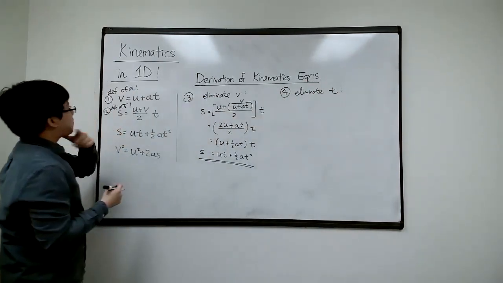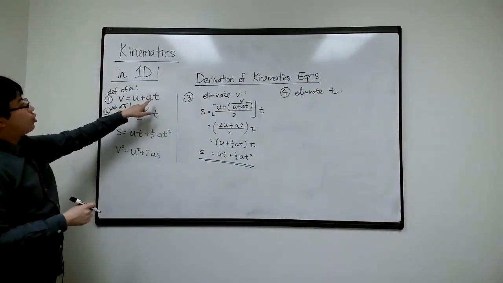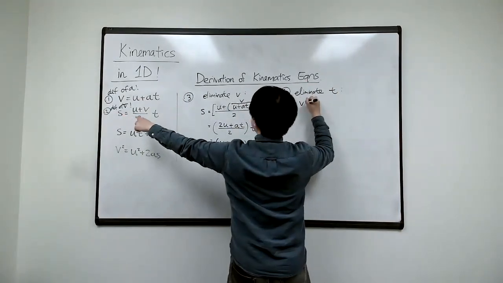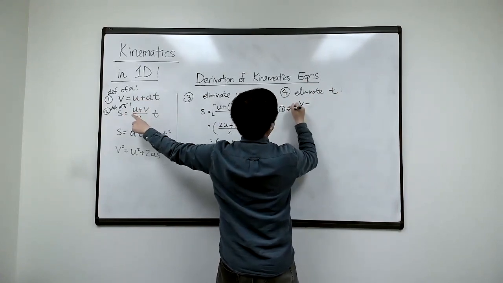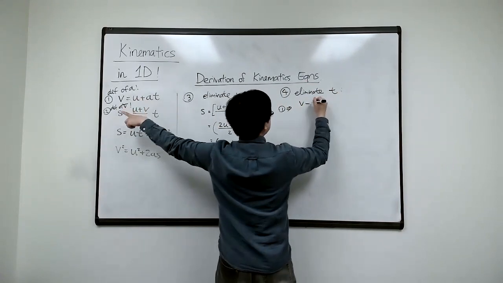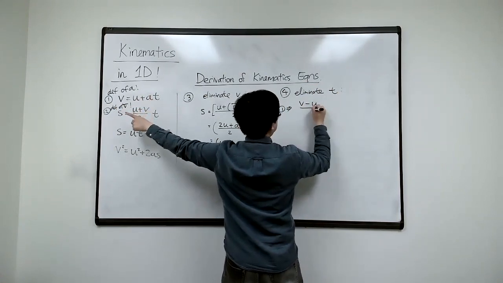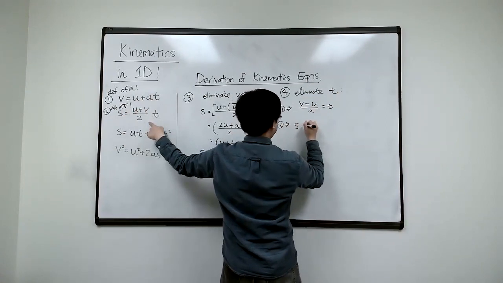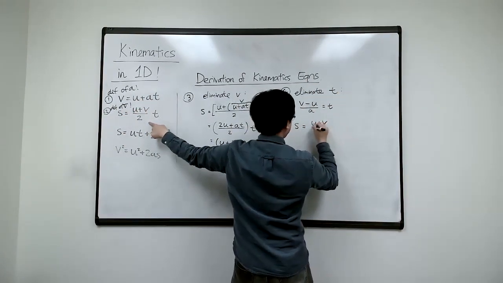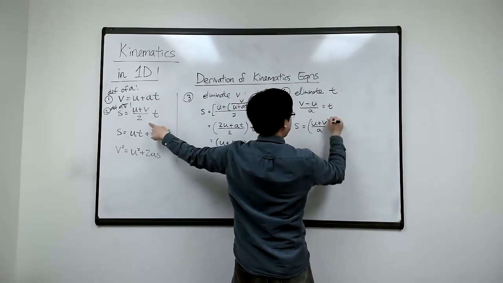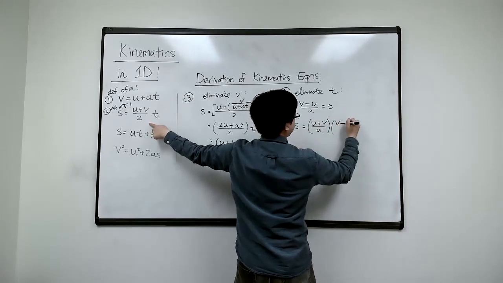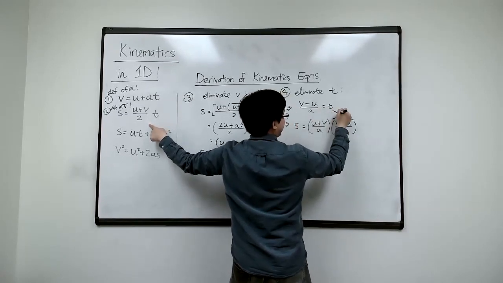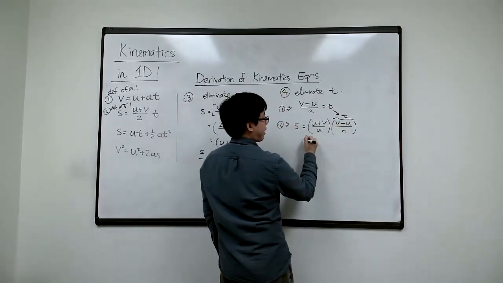So we need to first make T the subject. So we'll isolate out the T, right? So equation 1 implies V minus U divided by A is T, right? So equation 2 will now tell me S is U plus V over 2 times T, where T is V minus U over A, right? So I'm taking this T, plugging in here, okay?